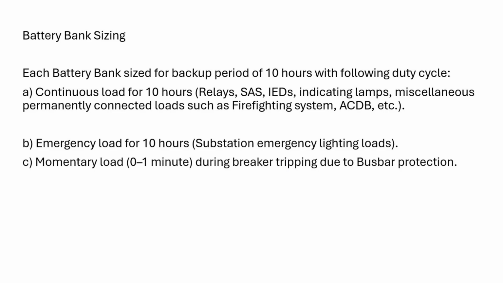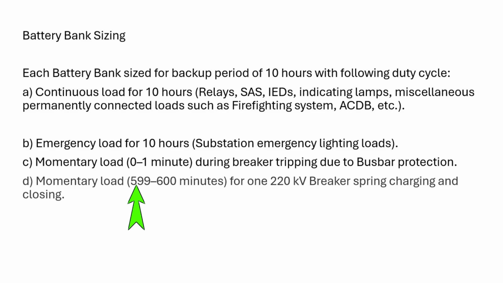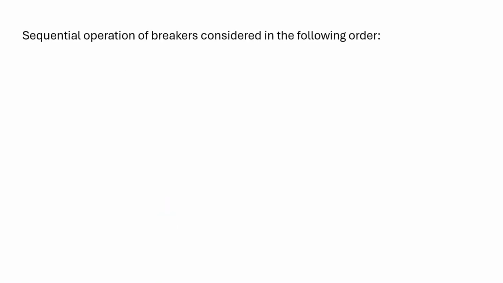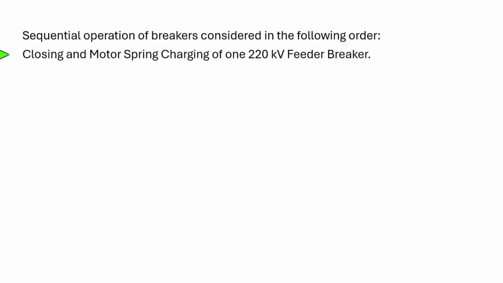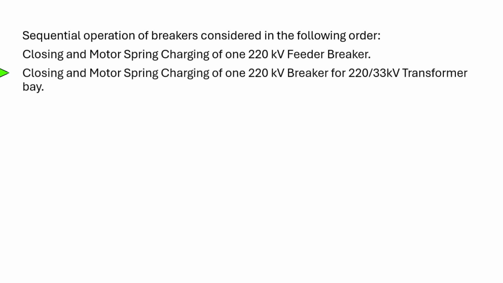Another momentary load occurs when, after a maximum blackout of, say, 10 hours, AC power needs to be re-established. Sequential operations must be considered. 1. Close the 220 kilovolt incoming feeder to energize the bus. The closing coil will consume DC power and the DC-operated motor will also draw power. 2. Close the 220 kilovolt transformer breaker, which consumes DC power for both closing and spring charging.